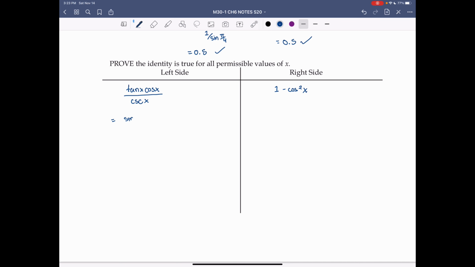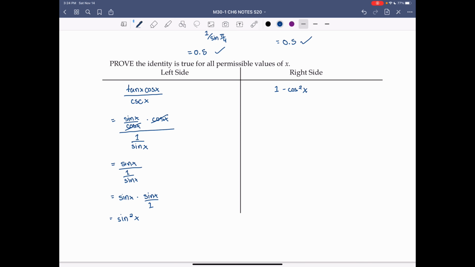Tan x is sin x over cos x times cos x divided by cosecant, which is 1 over sin x. On the top, I can divide out the coses, and I'm left with sin x over 1 divided by sin x. Dividing by a fraction, I want to multiply by the reciprocal, so sin x times sin x over 1, which gives us sin squared x.